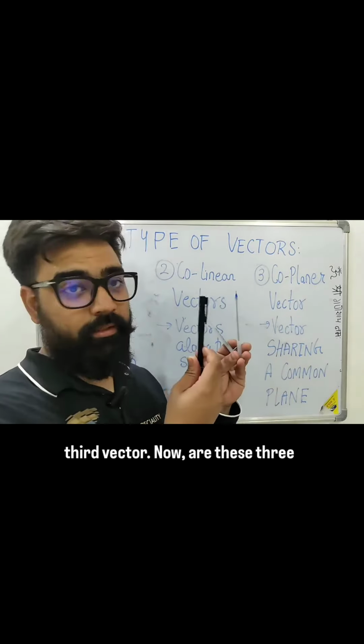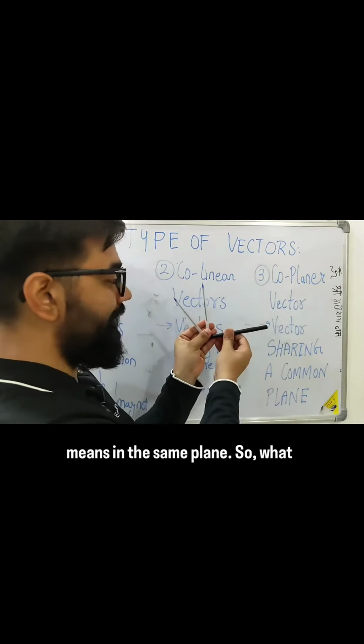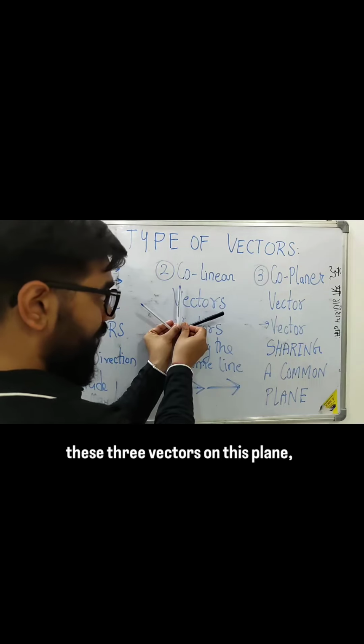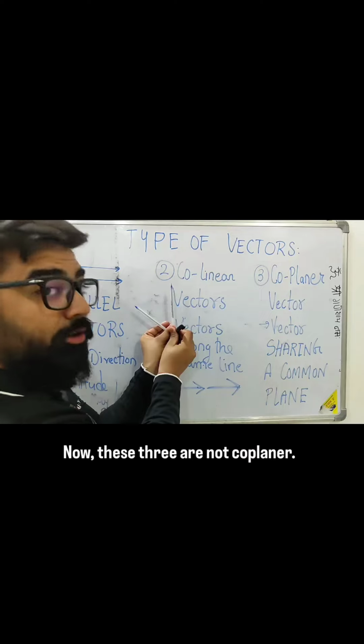And here comes the third vector. Now, are these three coplanar vectors? Yes, coplanar means in the same plane. So what is a plane? Basically, this board is a plane, and if I'm putting all these three vectors on this plane, these are coplanar. But what if one decides to move like this? Now these three are not coplanar.